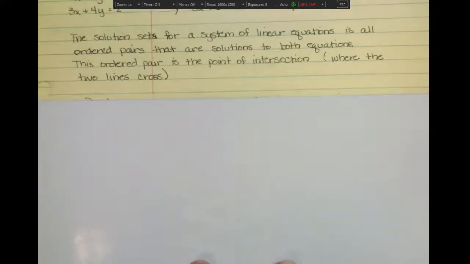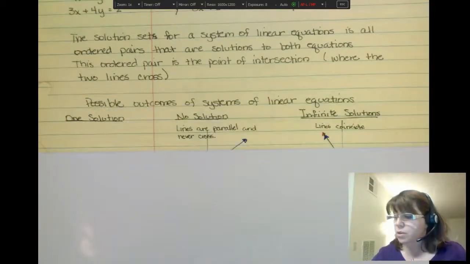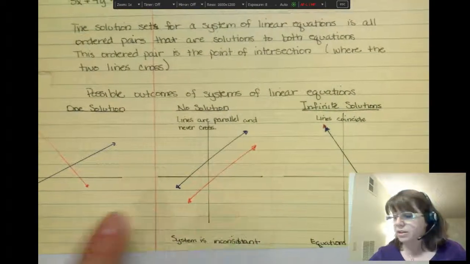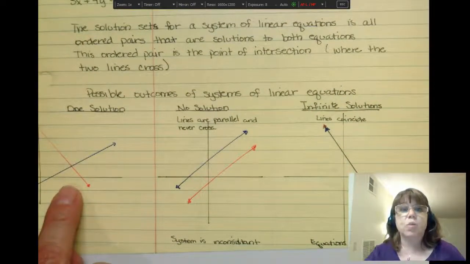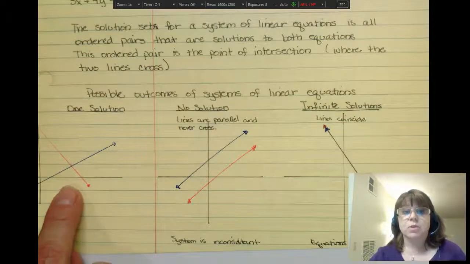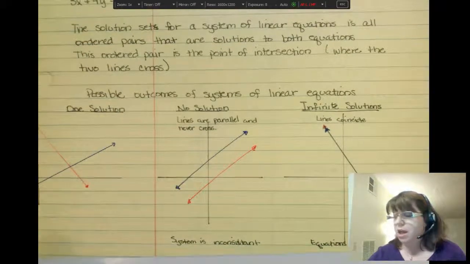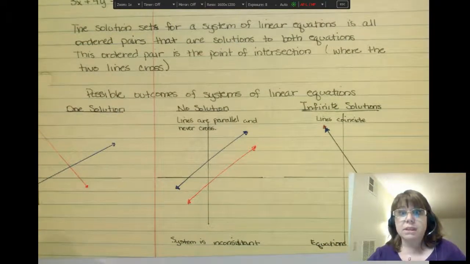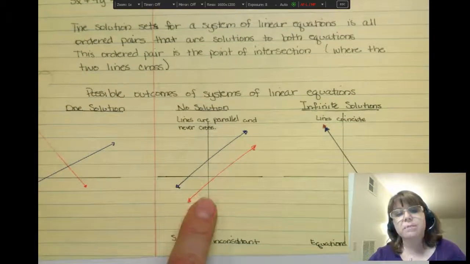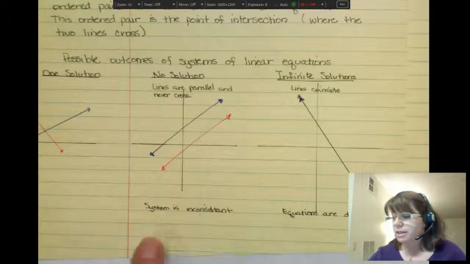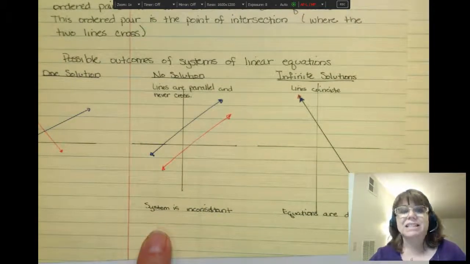So there are actually three possibilities of solution. The three solutions are, one, that there is one solution. The lines cross in one place. Right there is the point of intersection, so therefore it has one solution. Another possibility is that the lines are parallel, and if they are parallel, they never cross, therefore the system is inconsistent. It has no solution.